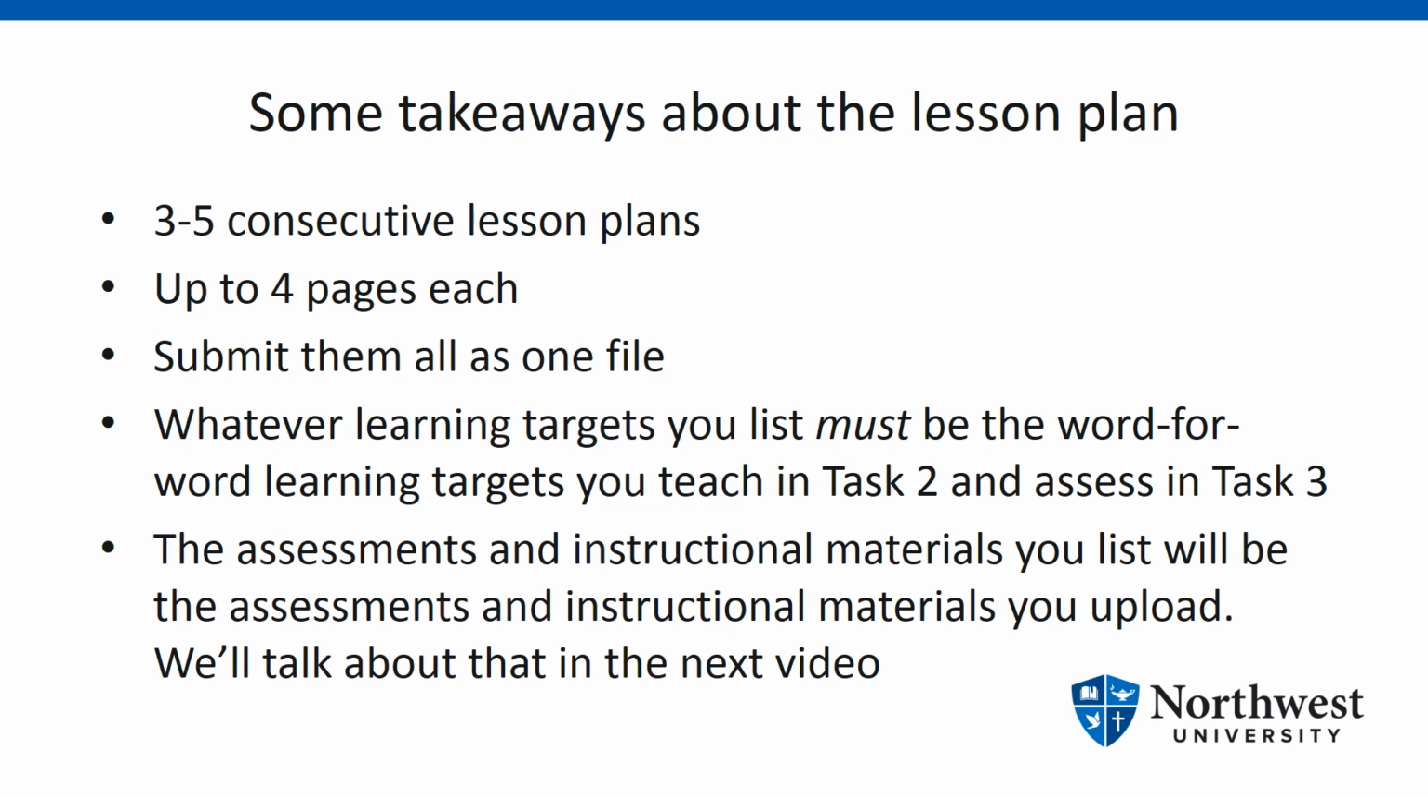Whatever learning targets you list in your 3 to 5 consecutive lesson plans must be the word-for-word learning targets that you teach in task 2 and that you assess in task 3. Whatever you say you're going to do needs to be what you actually do. If you do deviate from that, you have to account for the deviation. It's okay to deviate, but you have to explain why you deviated. And the assessments and instructional materials that you list will be the ones that you actually upload. And that will be the next video.